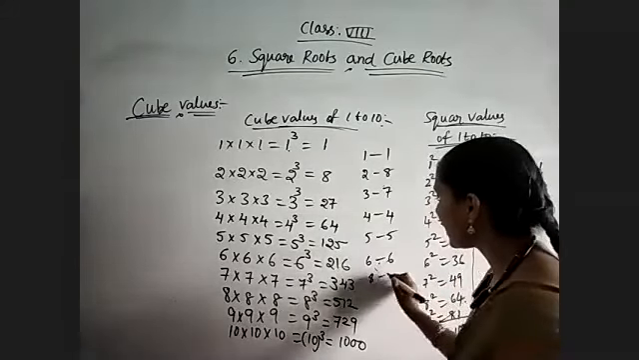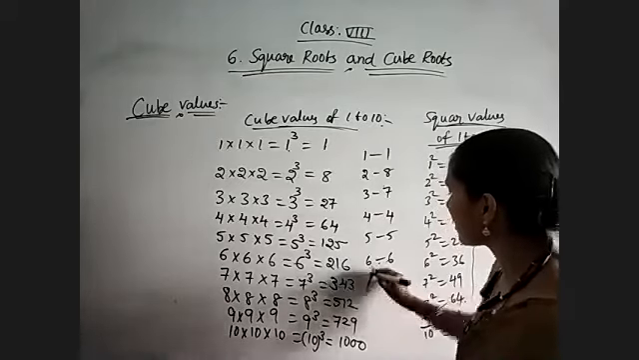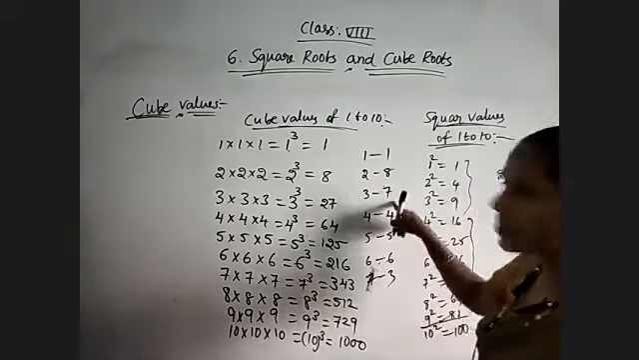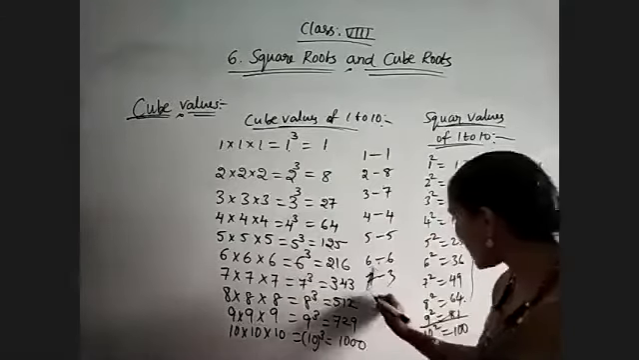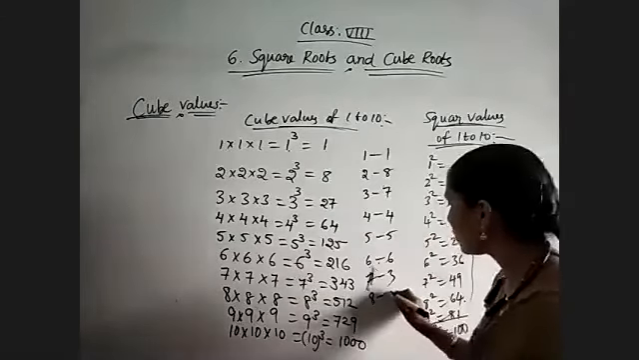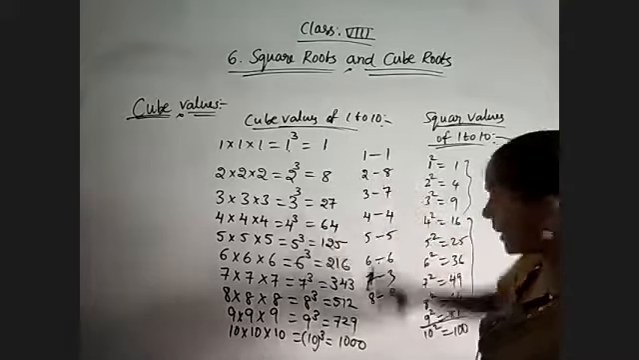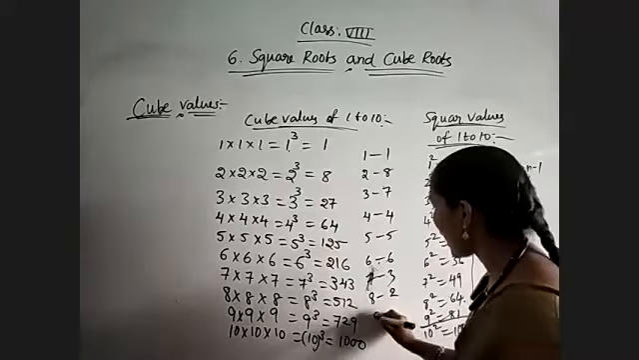But for 7, it is changed to 3. Observe, 3 to 7, 7 to 3. And same, for 8 we will get 2. See, 2 to 8, 8 to 2. And for 9, 9 only.